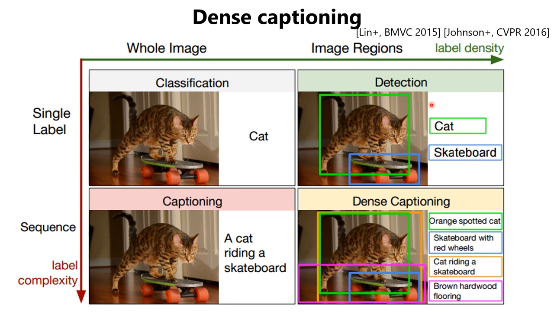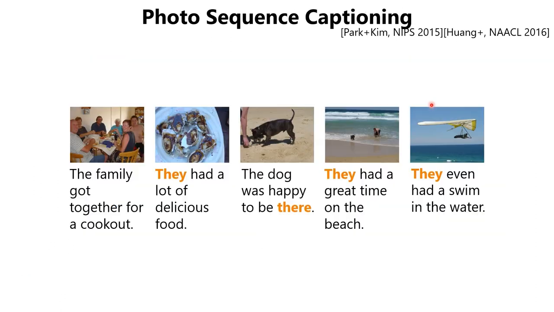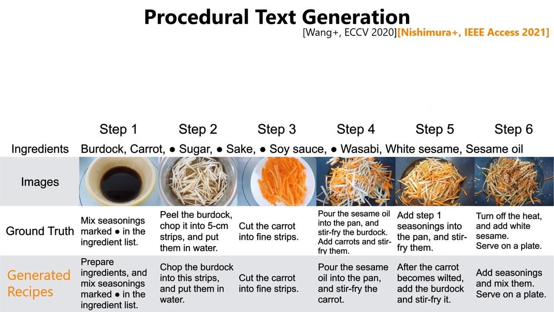In addition, there have been developments such as the generation of captions, not only for a single image, but also for a series of images, such as an album, by connecting each caption as a story. Next, there is research that generates recipes that show the exact steps of cooking for a sequence of images of a recipe such as this.